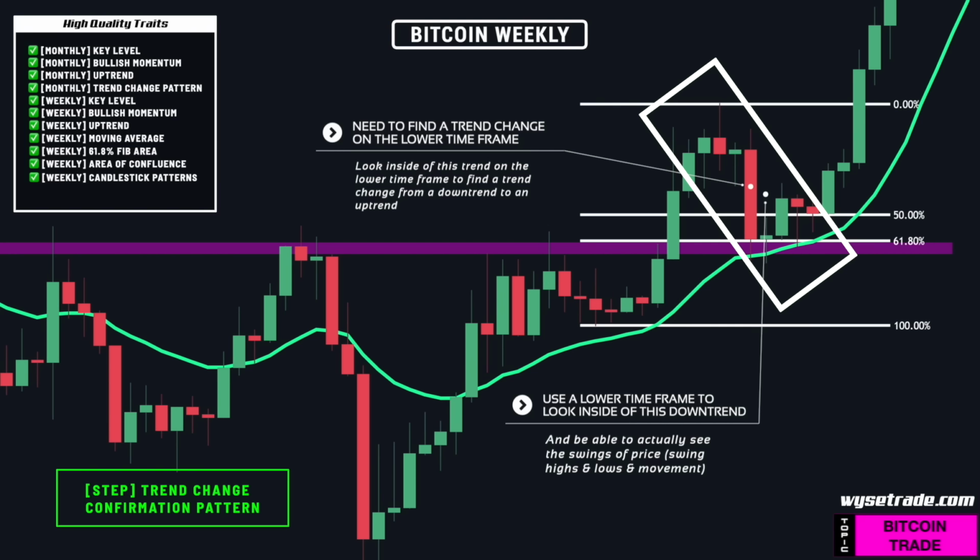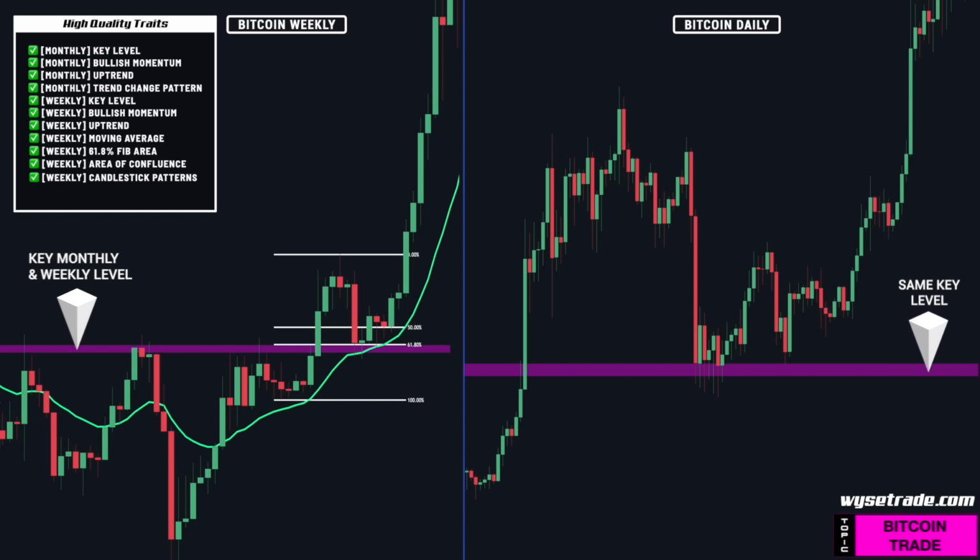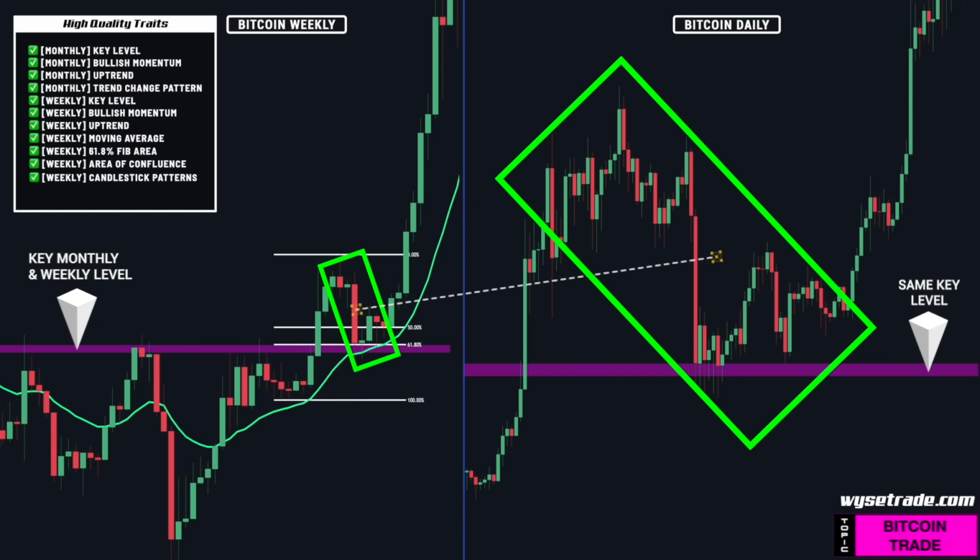So let's pull up the daily time frame and put it beside this one. The chart on the left is the Bitcoin weekly time frame we just looked at, and the chart on the right is the Bitcoin daily time frame. Here is the very key monthly and weekly level, and here is the same key level on the daily. Here is the pullback area on the weekly. Here's the same pullback area on the daily.